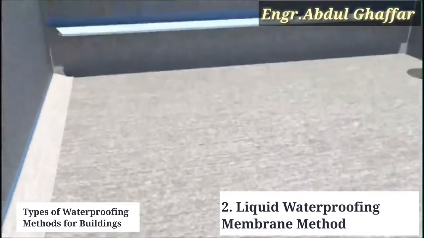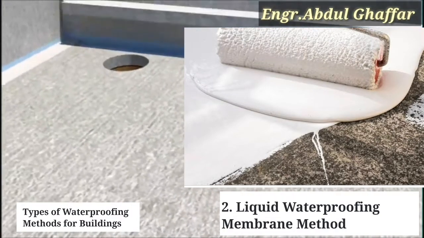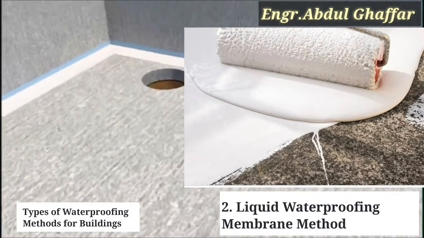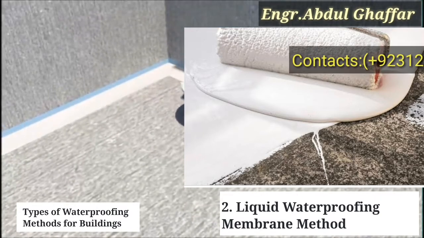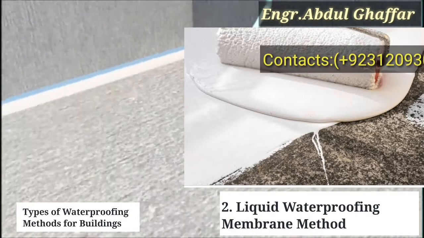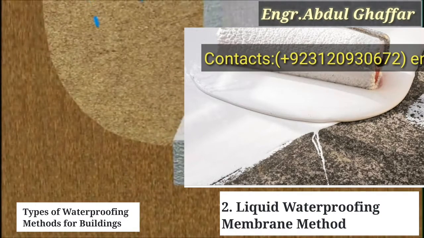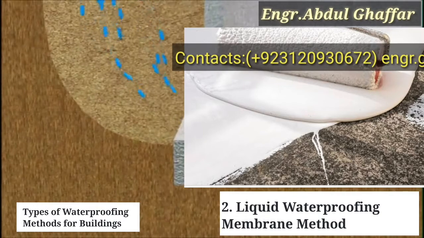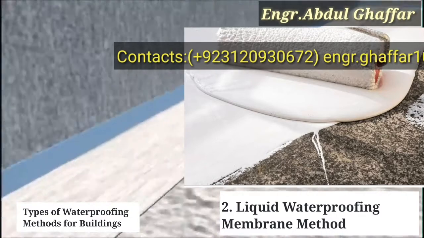Number 2, liquid waterproofing membrane method. Liquid membrane is a thin coating which usually consists of a primer coat and 2 top coats which are applied by spray, roller, or trowel. It offers more flexibility than the cementitious types of waterproofing. The liquid cures into a rubbery coating on the wall.